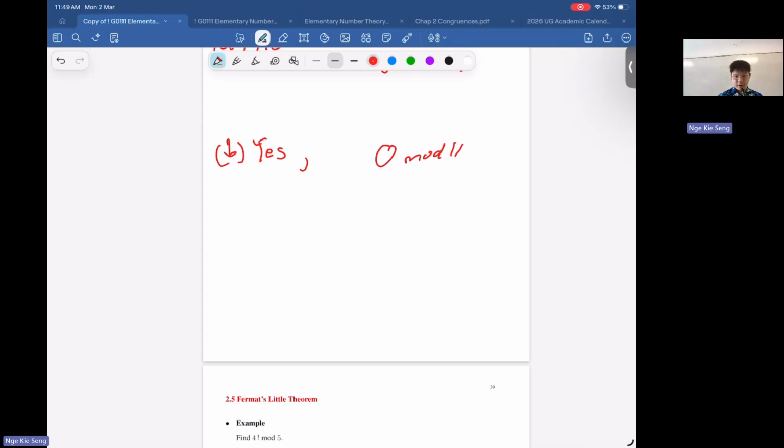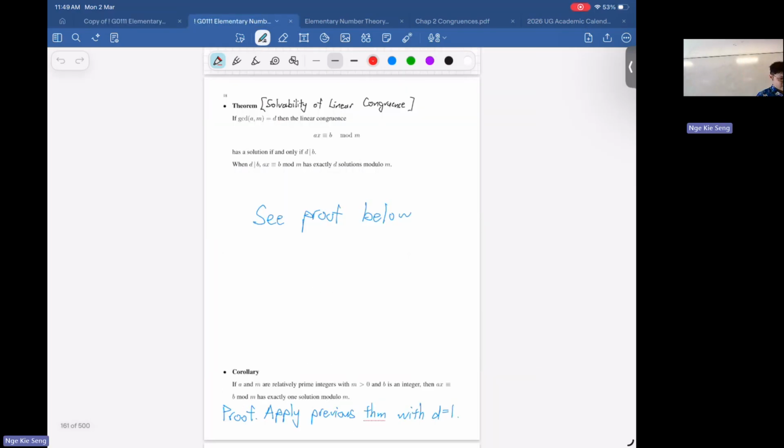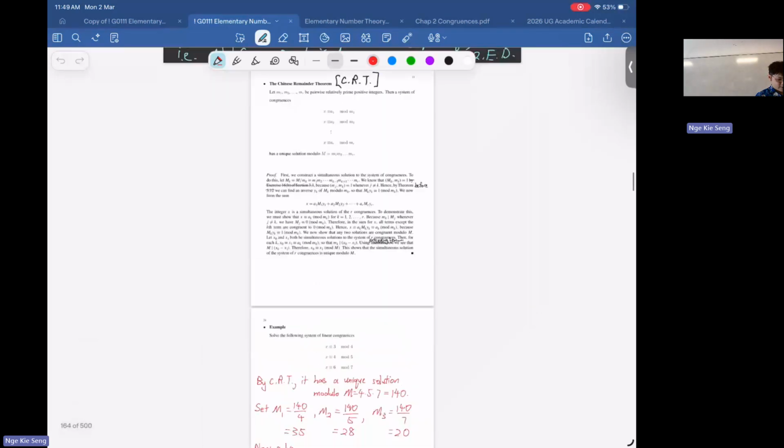So before we go to Fermat's little theorem, I want to mention another application. Maybe people will ask, what do we study this for? Okay, I'll tell you what for.